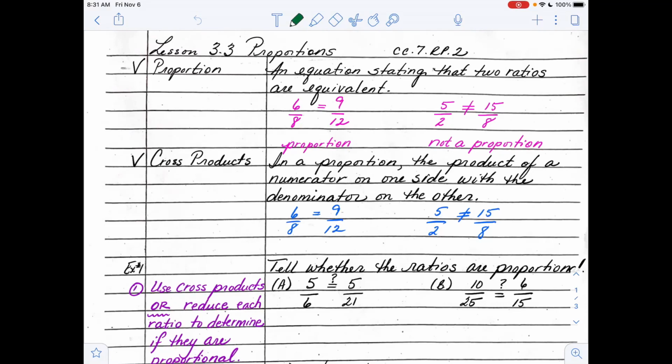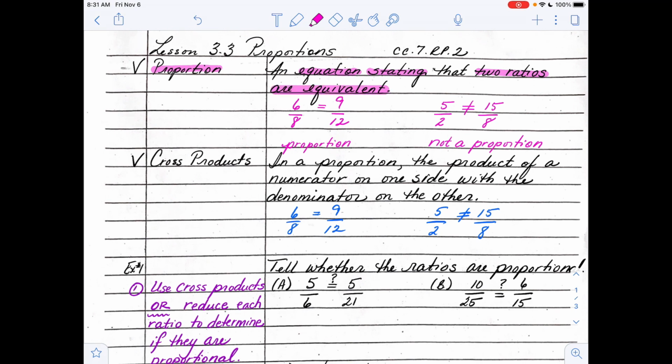Okay, today we're going to be talking about proportions. So again, two vocabulary words that we should probably look at before we get started. And the first one, of course, is proportion. What a proportion is, it's an equation, which means there has to be an equal sign. And that equation is stating that two ratios are equivalent, which means they're equal.